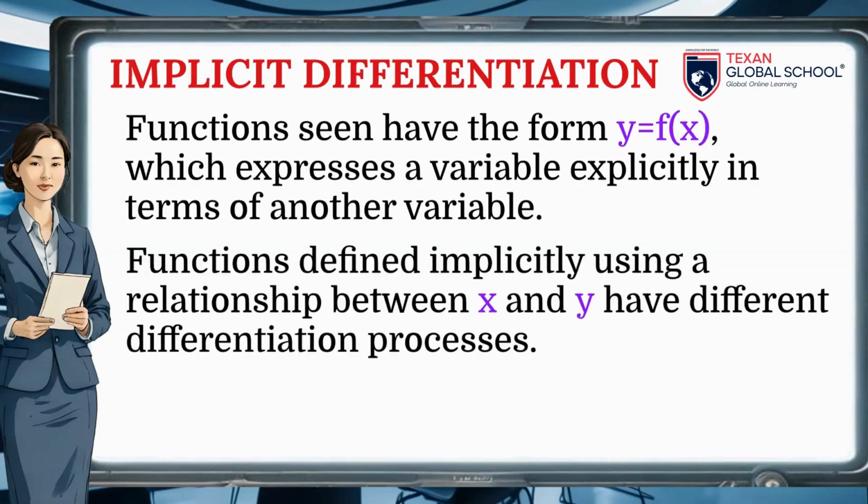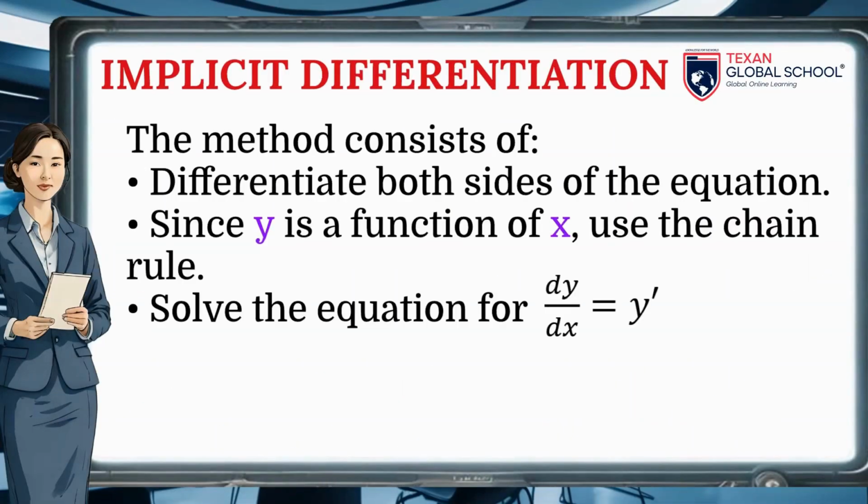The functions seen in previous classes have the form y equals f of x, which express a variable explicitly in terms of another variable. However, the functions defined implicitly using a relationship between x and y have different differentiation processes, especially for those cases in which we cannot represent the equation explicitly, that is, isolating the y variable. Therefore, implicit differentiation is a method that consists of deriving both sides of the equation with respect to x and then solving the resulting equation for y prime.